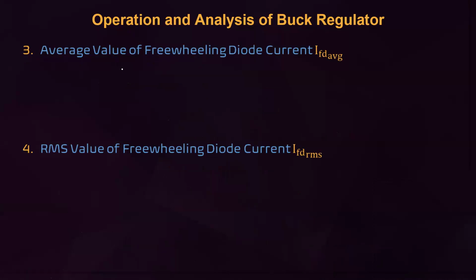Third formula, the average value of freewheeling diode current equal to IL average into... Now tell me, during which time is the freewheeling diode conducting? During switch on state or switch off state? During switch off state. That's why T off by T.